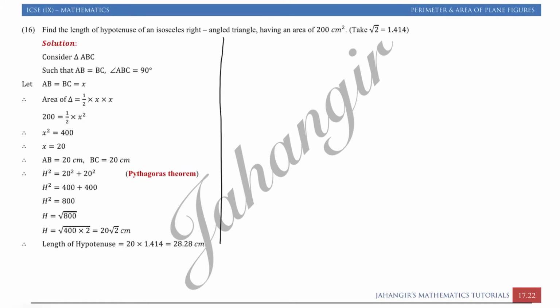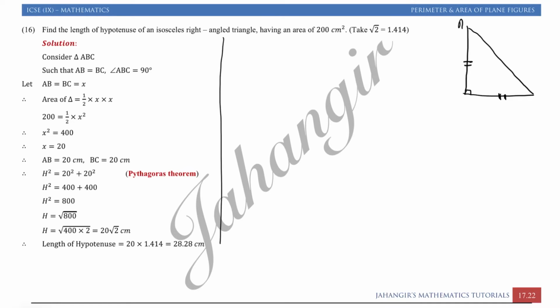Find the length of the hypotenuse of an isosceles right angle triangle. If we say isosceles right angle triangle, the two sides forming the right angle are equal. This is called an isosceles right angle triangle. Its area is given as 200 centimeter square and we have to find its hypotenuse.